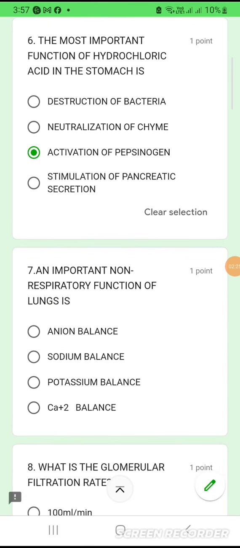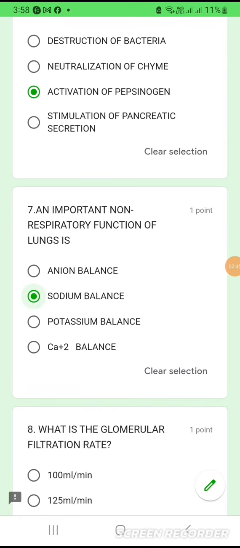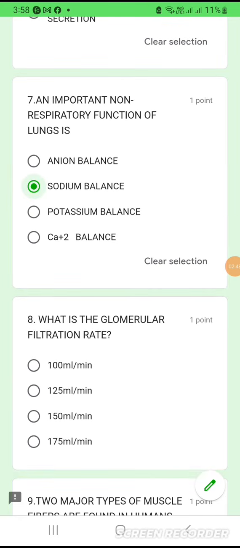Coming on to the next question, seventh question, an important non-respiratory function of the lungs. So whether it does anion balance or sodium balance, potassium balance, or Ca+2 balance. The answer is it goes for sodium balance. Okay, sodium balance.